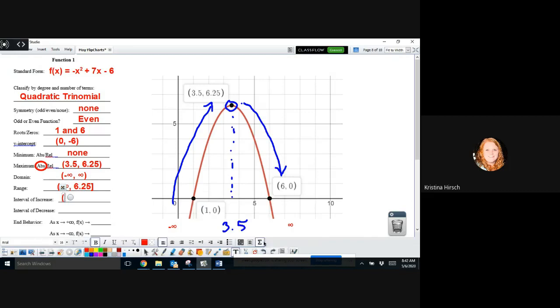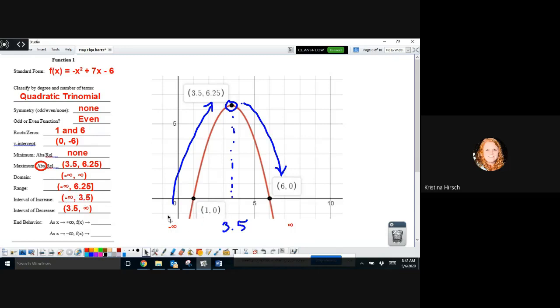So negative infinity, I'll fix that in a minute, to 3.5, my graph is going up. All right. And then from 3.5 to infinity, my graph is going down. All right. So that's my interval of increase and decrease. So my interval of increase comes from this right here. It's going up from negative infinity to 3.5. And then my decrease, this side of my graph is going down. So 3.5 to positive infinity.